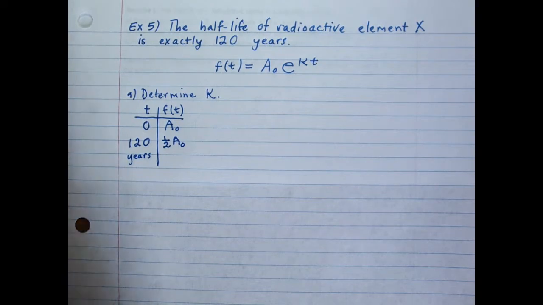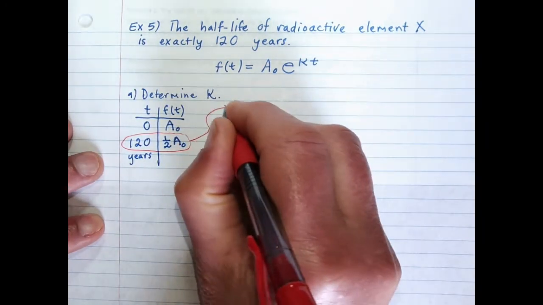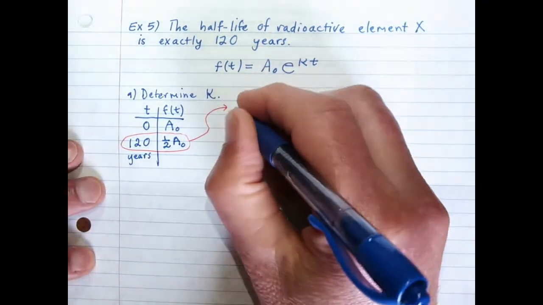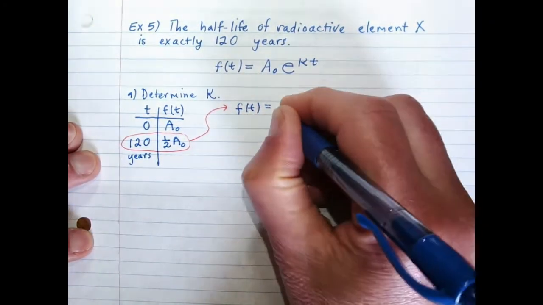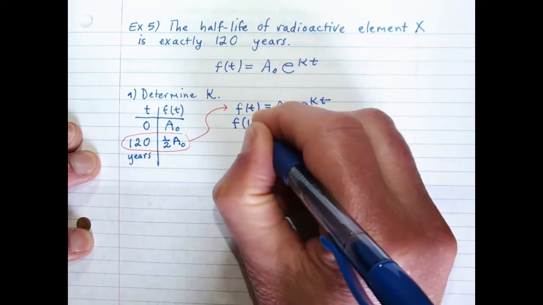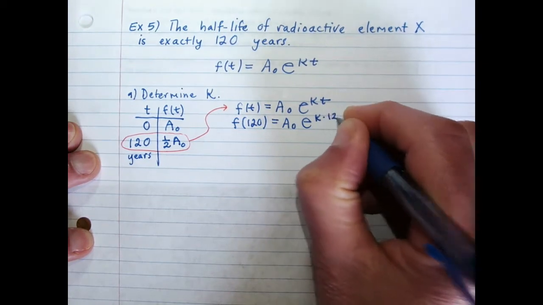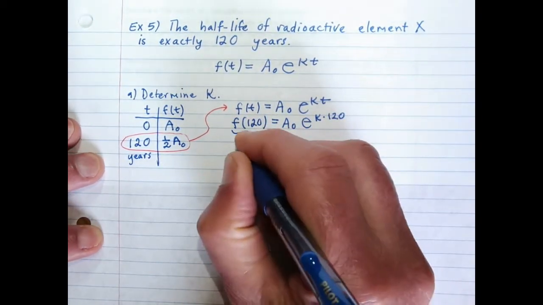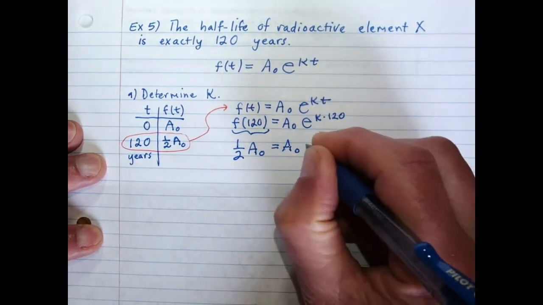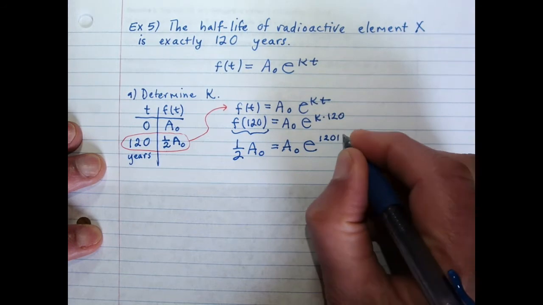We can actually use this information to set up an equation that we can solve for k. Let me recopy the function f of t equals a0 e to the kt. So I'm saying f of 120 equals a0 e to the k times 120, but f of 120 would have to equal 1/2 times a0. And that e to the k times 120 I can write as e to the 120k.